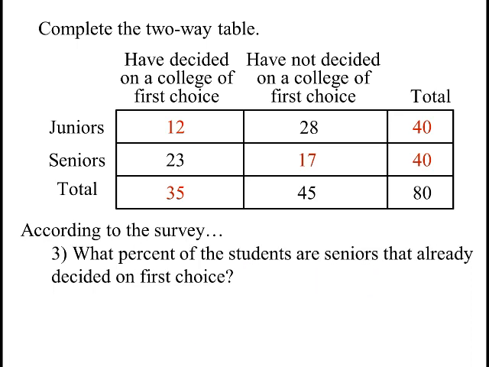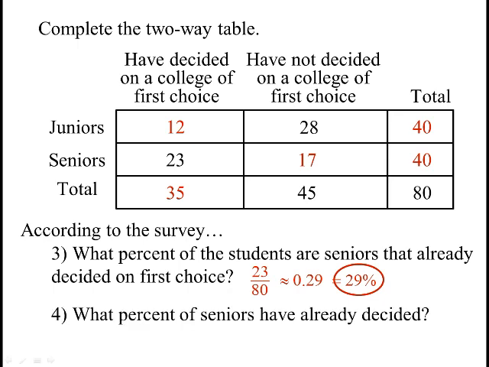And then a few more questions. What percent of the students are seniors that already decided on first choice? So percent of students, we're talking about 80, are seniors that already decided on first choice. 23 out of 80. 23 seniors already decided on first choice out of 80 total students. So 29%. What percent of seniors have already decided? So now you're just looking at the seniors, 40. What percent of them have already decided? So 23 out of 40, 58%.